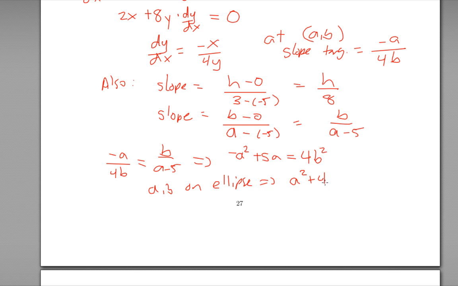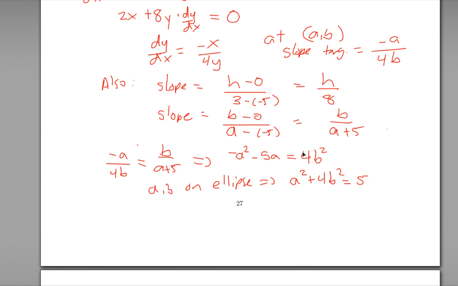A squared plus 4b squared has got to be equal to 5, because our point (a, b) is on that ellipse. Okay, so everyone's saying a plus 5. Yeah, thank you. A minus 5 is, thank you very much, a plus 5, so that changes that to a plus 5, which means that changes this to a squared is negative a squared minus 5a, which means, okay, so that's fine.